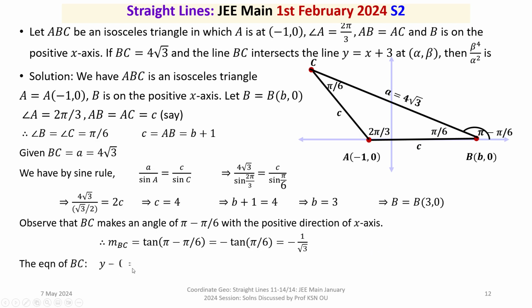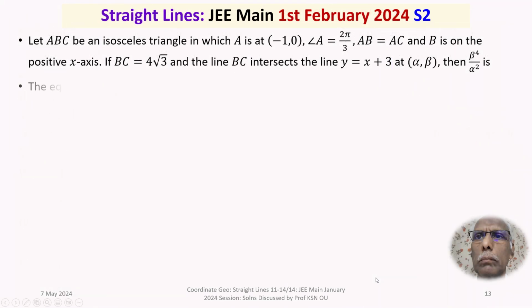So the equation of BC can be found out. It is a line passing through B comma 0, where B is 3, and the slope is minus 1 by root 3. So y minus 0 is equal to MBC into x minus 3, and that's equal to minus 1 by root 3 into x minus 3. Simplifying, we'll get root 3y plus x is equal to 3. That is the equation of BC. Let's continue in the next slide.